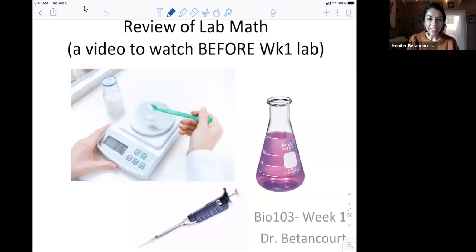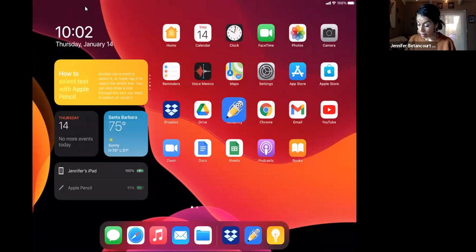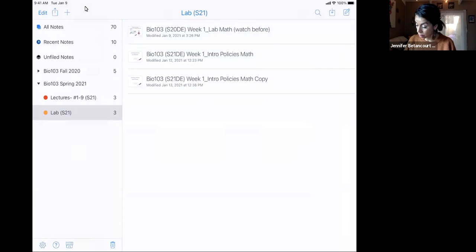Okay, so today in lab, we are going to review some lab math, and then I'm going to teach you about these things called serial dilutions. It's just kind of like a preview of what's to happen next week. And I am realizing that I have the wrong slides up, so give me a second.